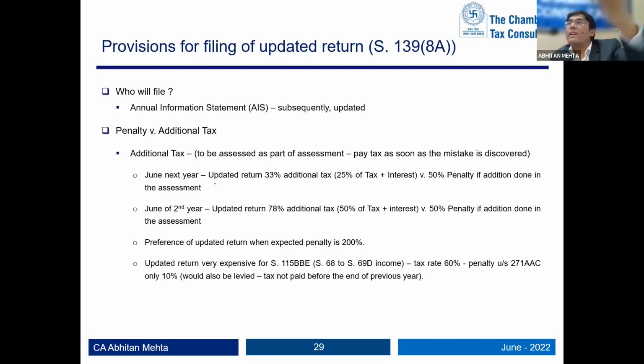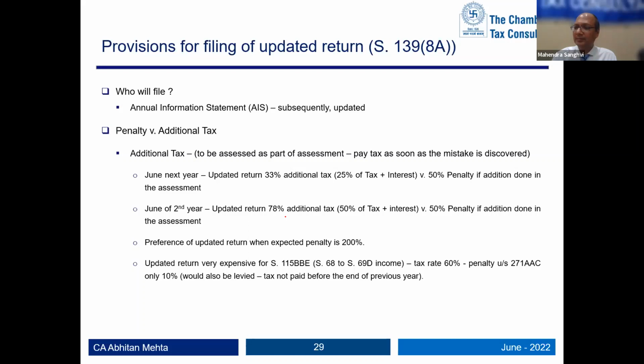So you may prefer updating the return because it is only a 33% cost. And in year 2, the cost is 78%. So if it is a case of 50% penalty, you will not update it because it is too steep. Might as well pay tax and interest. Even if the penalty is levied, you are not worse off. But if it is again a 200% case, you may update.